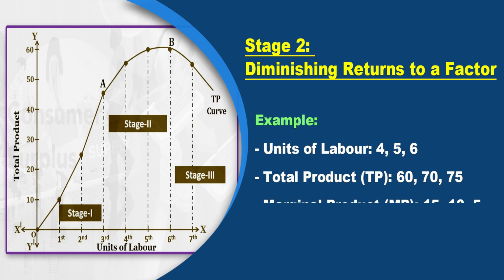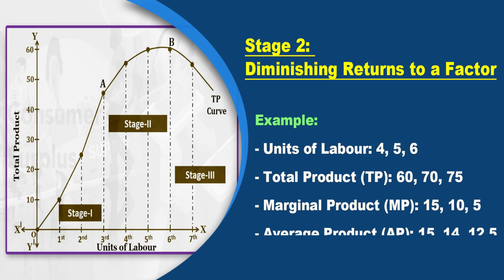That is, when the units of labor further increases from 5 to 6, again the total product is increasing only by 5. Since marginal product is the gap between 2 points of total products, here we can see that the marginal product is still positive but now declining, that is, corresponding to units of labor 4, 5 and 6, marginal product is 15, 10 and 5 respectively. Average product starts to decline, that is 15, 14 and 12.5 respectively.